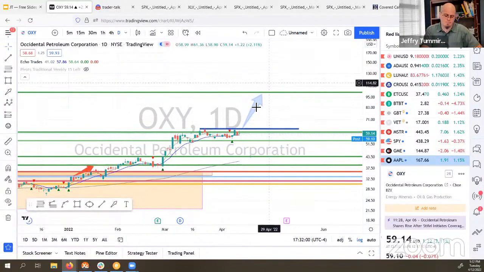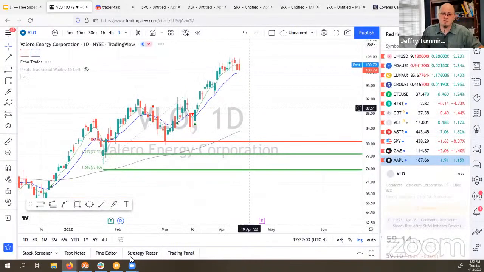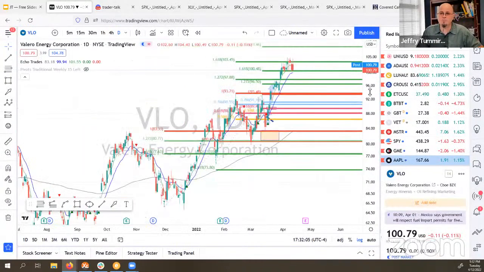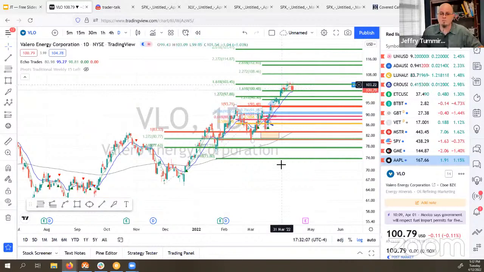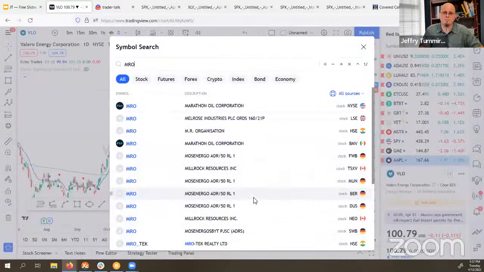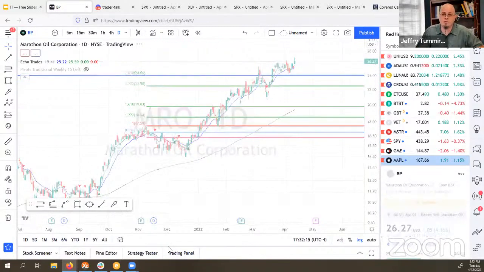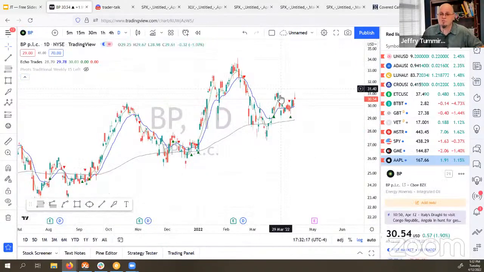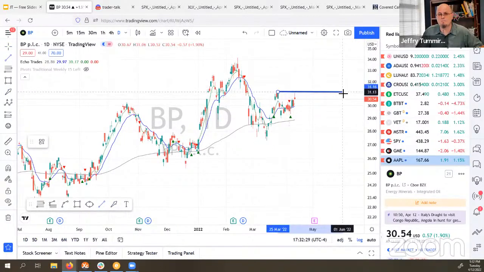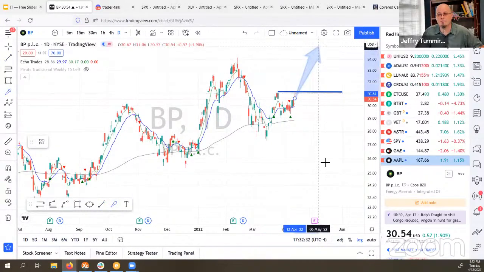And a lot of these oil stocks are ripping even though oil's pulling back. Like VLO, MRO. One that looks potentially interesting to catch up is BP here. They abandoned some stuff in Russia, but if they can break out through this level right here, they have the potential to start catching up with some of those other charts.